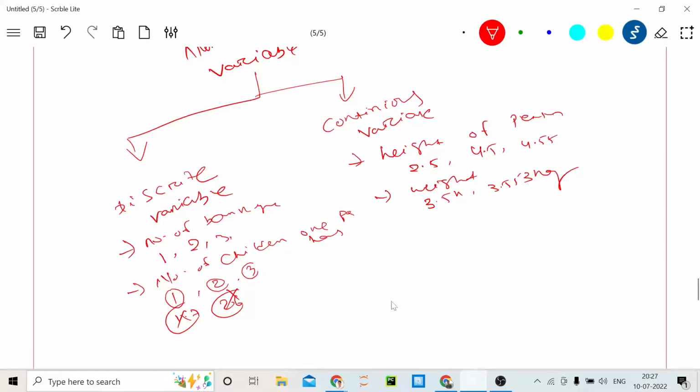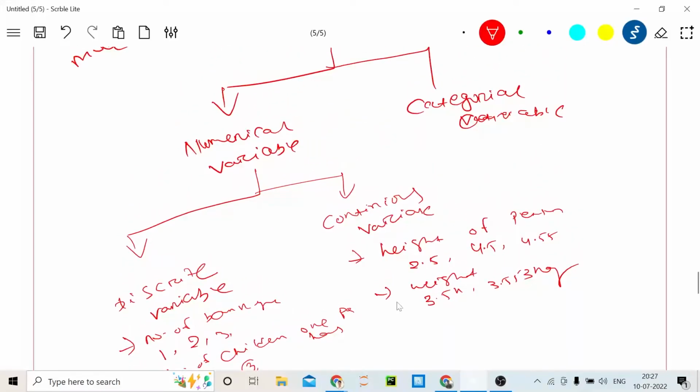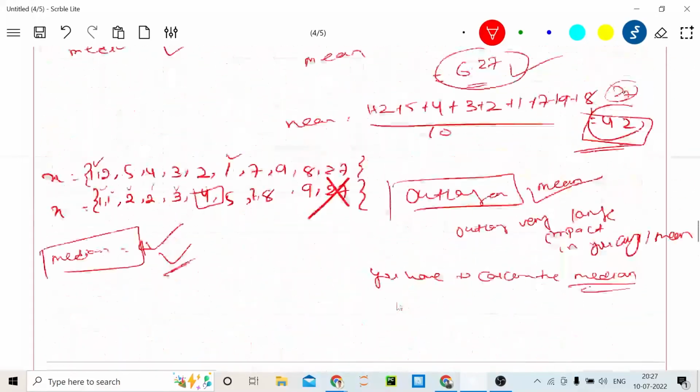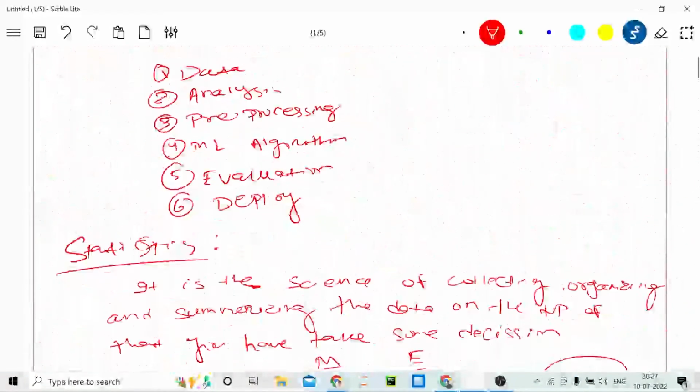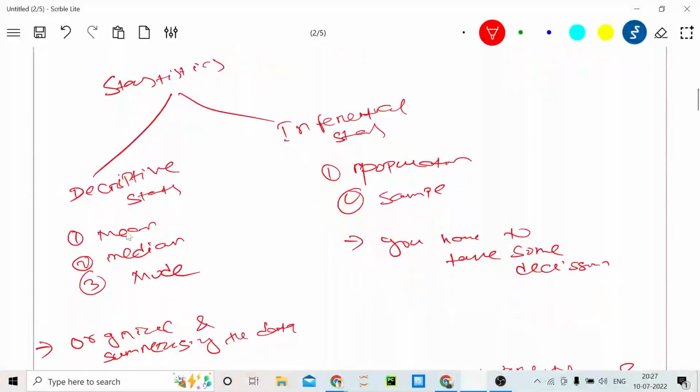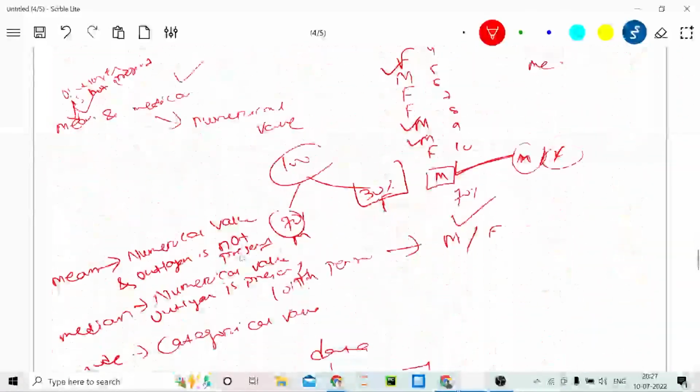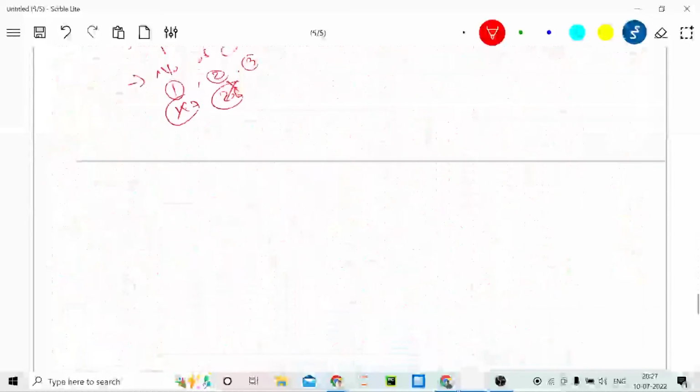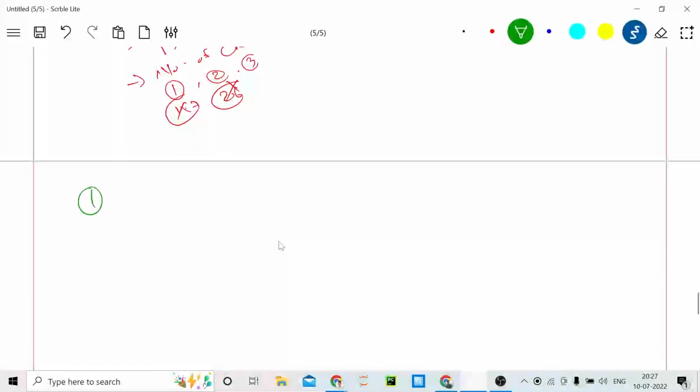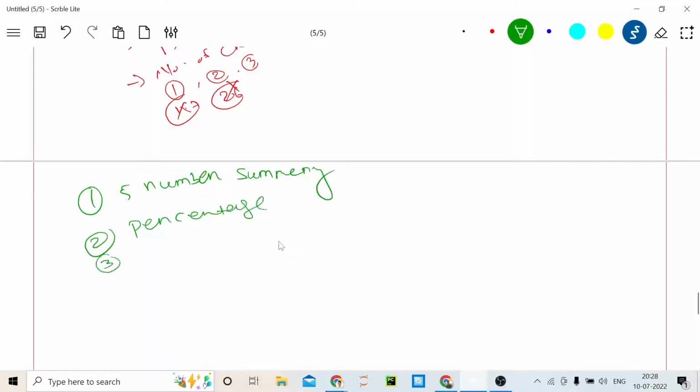This is all I will tell you in today's class: population and sample, and mean, median, mode. After this, I will tell you about descriptive statistics and inferential statistics. In the next class, number one, we will learn the 5 number summary. Number two is percentage. You may collect some knowledge from YouTube or any blog you may refer to, and be ready with this for the next class.